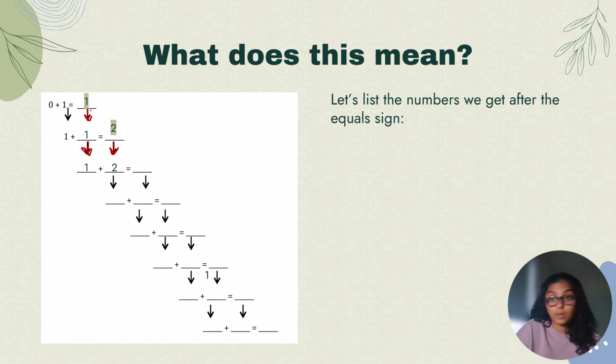1 plus 2, what does that equal? 3. Pull the 2 down, pull the 3 down. 2 plus 3 equals 5. Pull the 3 down, pull the 5 down. 3 plus 5 equals 8. And these numbers that are highlighted in green, that's a Fibonacci sequence.